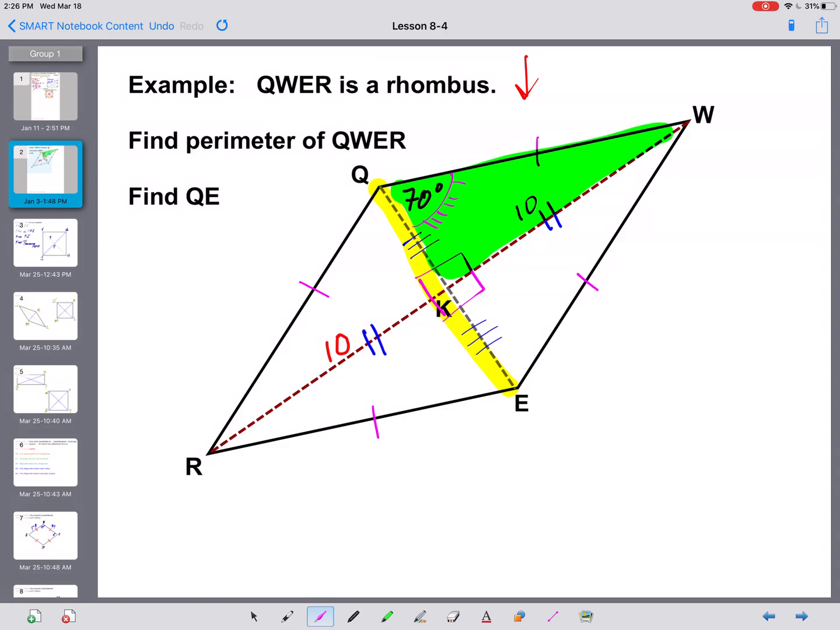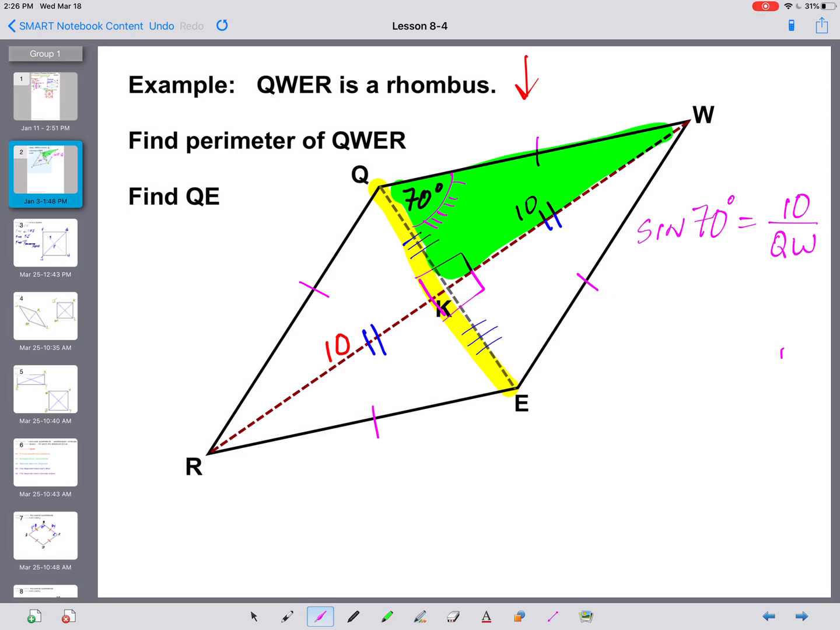Think about the trig function that you're going to use. I have the opposite, that's the 10. I want the hypotenuse, that's QW. Opposite, hypotenuse, that's sine. Let's set it up. Sine of where your eye is, so sine of 70 equals opposite on top, that's the 10, over the hypotenuse, that's QW.